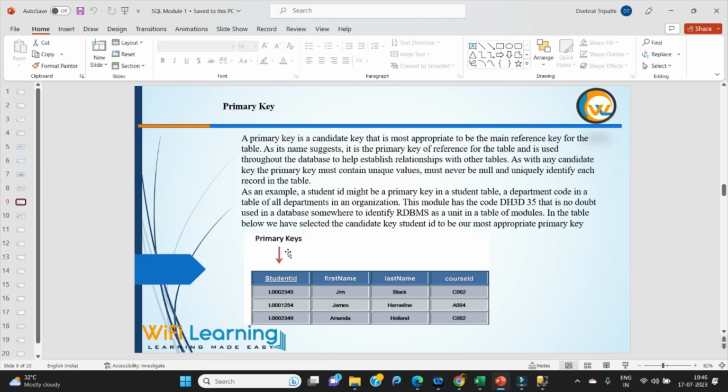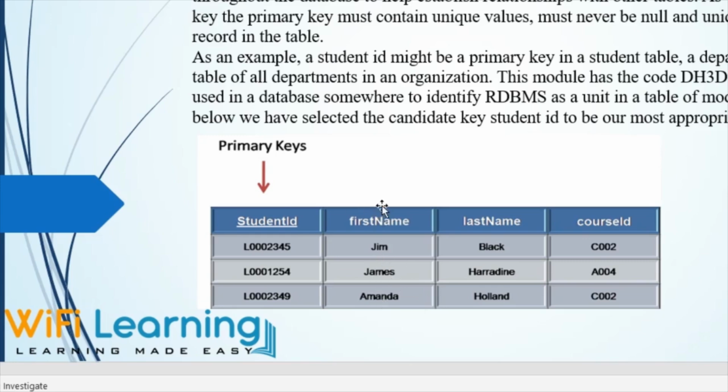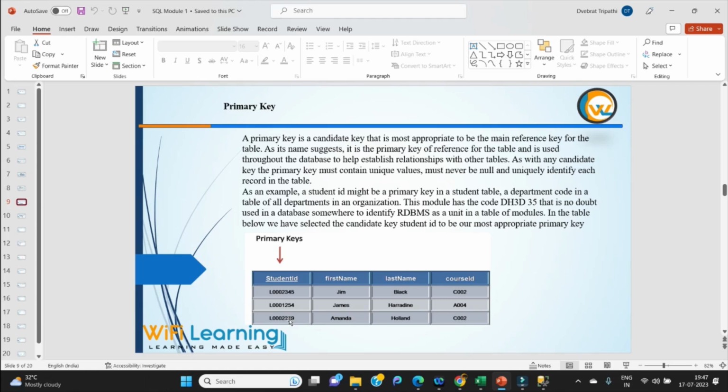Can we insert a null record? No. You cannot insert a null record in your table if you have defined a primary key. For that particular field, if I ask, can we insert null in the first name column? Yes, you can insert null in the first name column. But you cannot insert null in the student ID column because a primary key cannot contain a null value. This is about primary key.